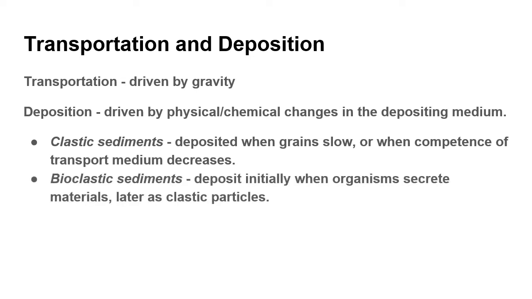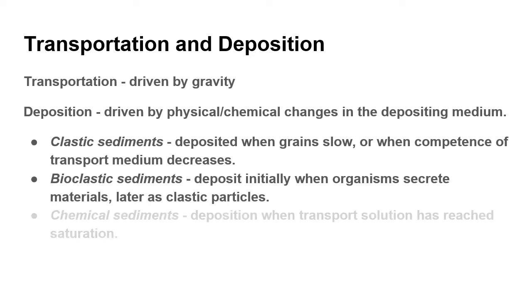For bioclastic sediments, we get deposits that are initially when that organism secretes the material. And then later, these fragments end up behaving as clastic particles. So the incipient formation of the grain is caused when the organism is alive. And then it's deposited later as a clastic particle. And our chemical sediments can be whenever that transport solution has reached saturation. So maybe from oversaturation from adding, let's say, lots and lots of carbonate to the water, or from evaporating water, thus making the solution more concentrated. In other words, once you hit saturation, you start getting precipitation.